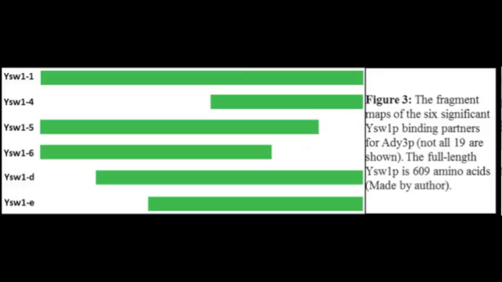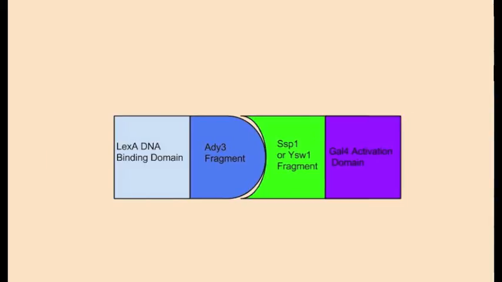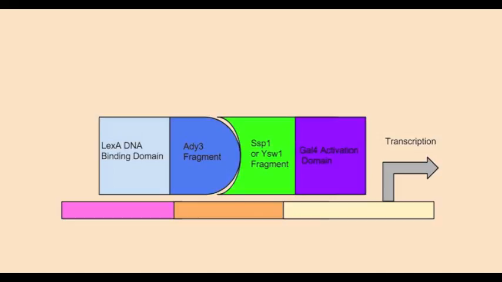These fragments were evaluated using the yeast 2 hybrid system, in which the protein fragments were attached to either a DNA binding domain or activation domain, and if the protein fragments interacted, similar to a key fitting into a lock, they would produce the enzyme beta-galactosidase. The amount of enzyme produced is a way to indirectly measure the strength of these interactions.